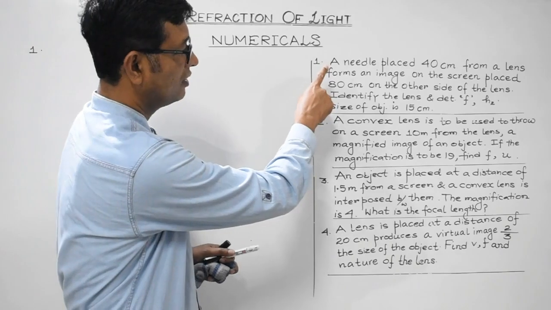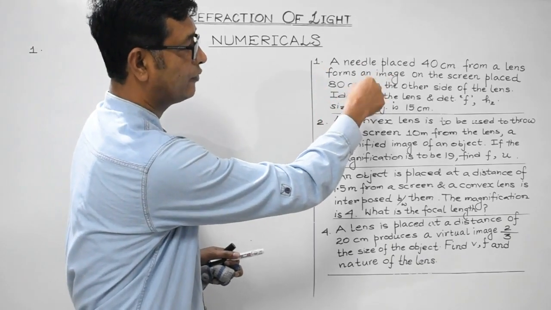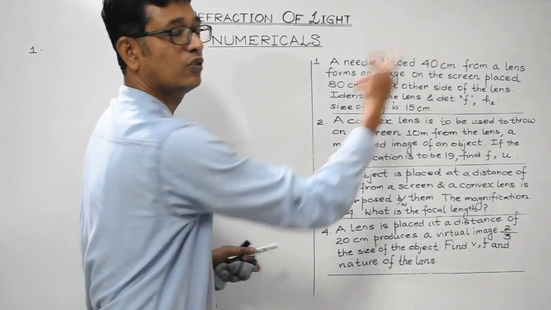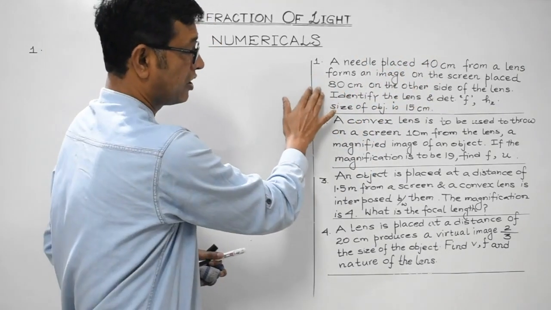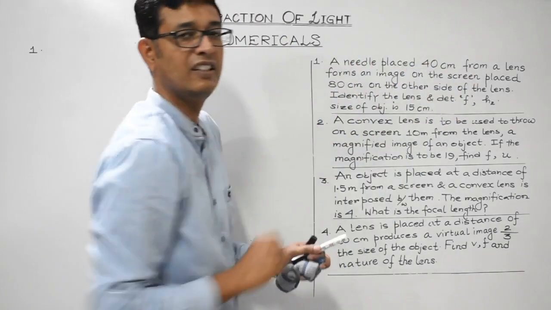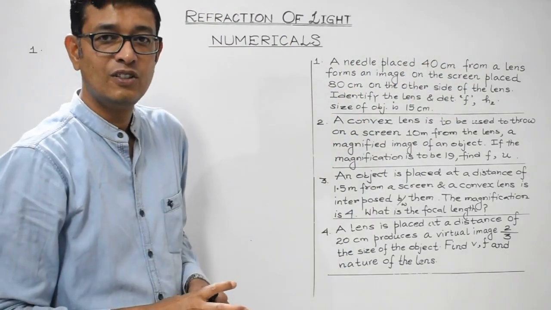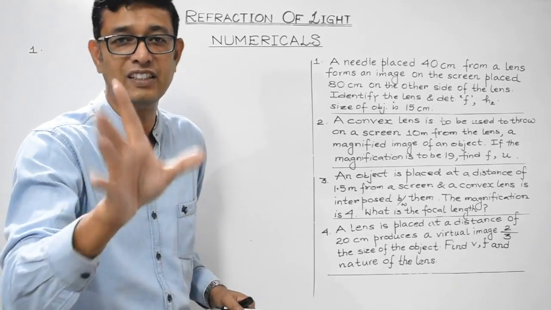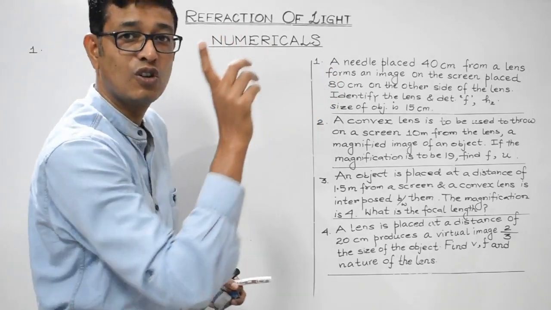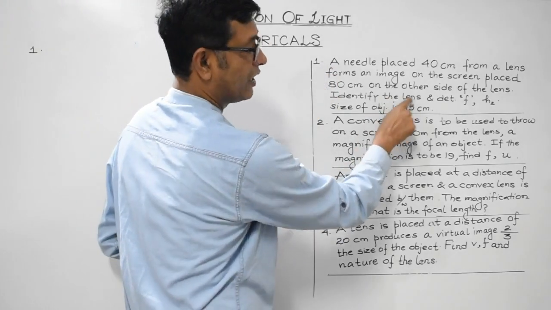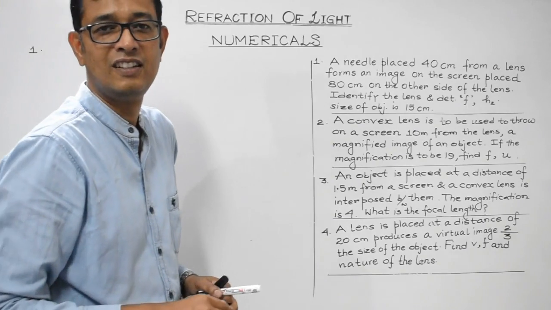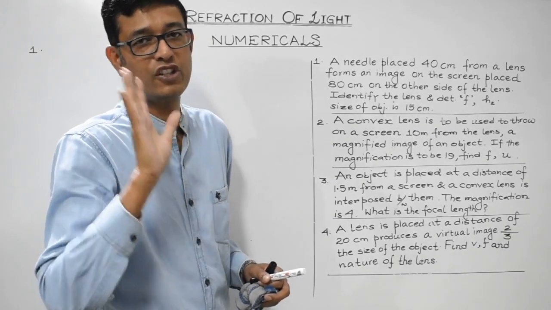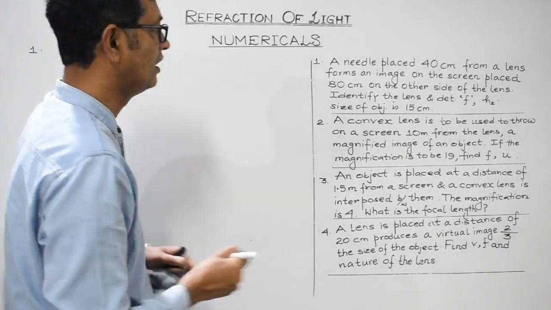Now look, the question is, a needle placed 40 cm from a lens forms an image on the screen placed 80 cm on the other side of the lens. So in this question, the image is formed on the screen, so it is real. Students, only in the case of a convex lens is the nature of the image obtained real. So it must be the case of a convex lens. So identification of the lens is already done. What is the type of lens? It is a convex lens or a converging lens. So this part is over, right? The first part we have done.